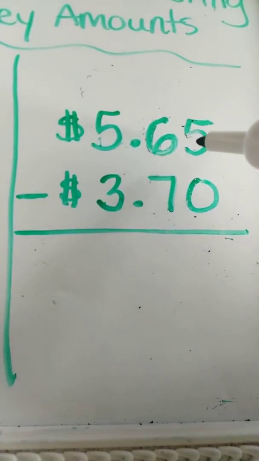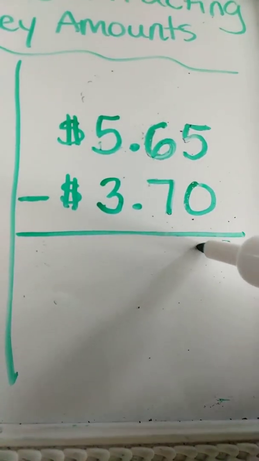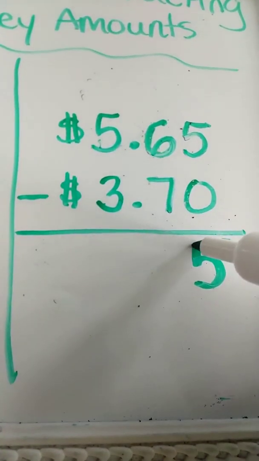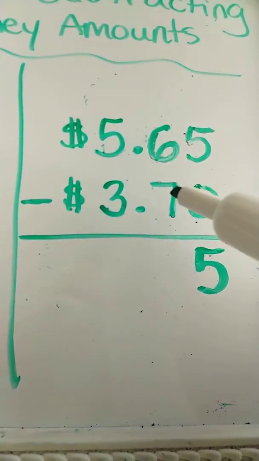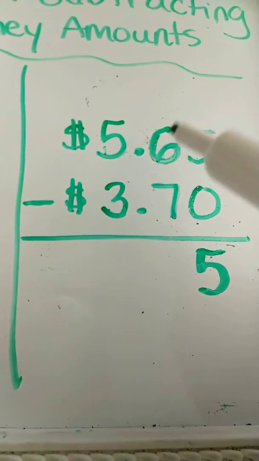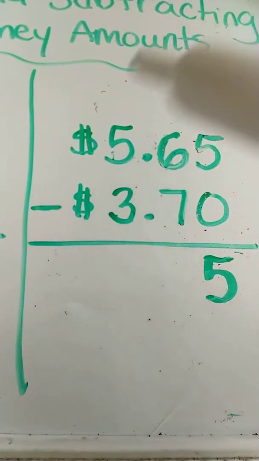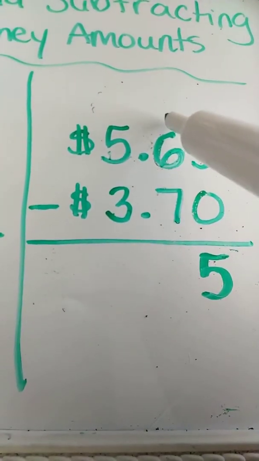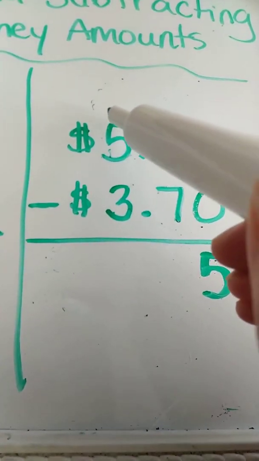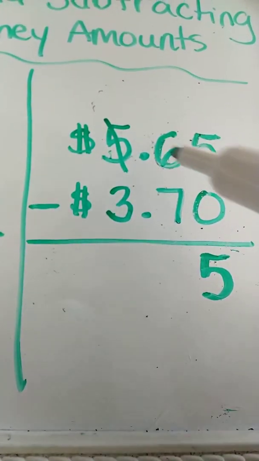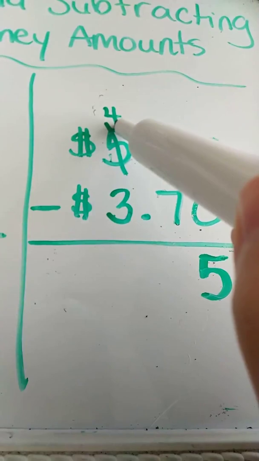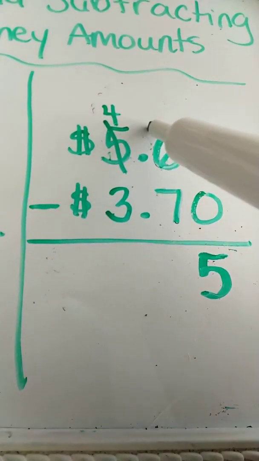We can take nothing away from 5, so that 5 is just going to come down here. But now we're running into a problem. 7. We can't take 7 away from 6. Right? So what we have to do now is borrow or regroup. We're going to go over to that 5, and that 5, we're going to take 10 from it. So that 5 is going to turn into a 4. And the 6 is actually going to turn into a 16.